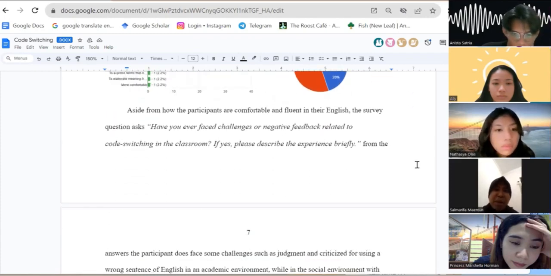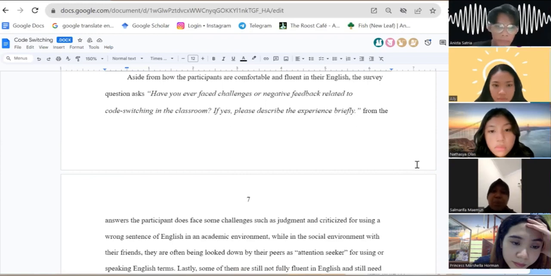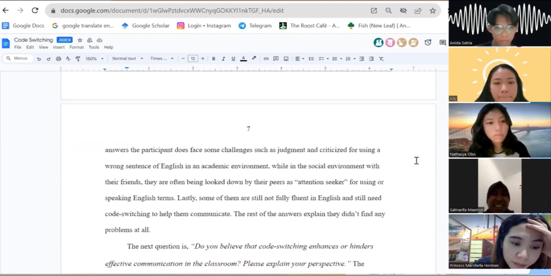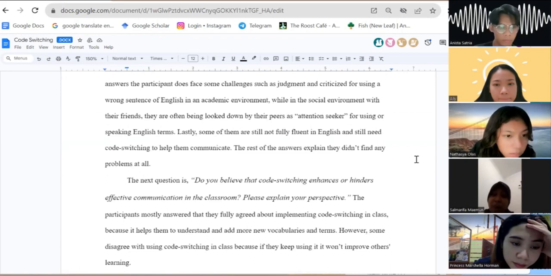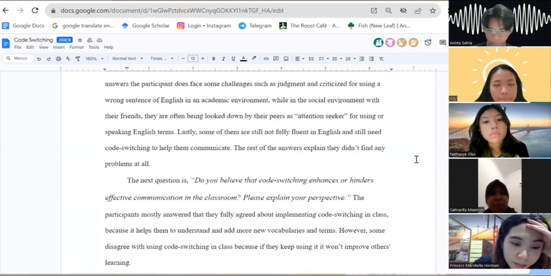Now, next, aside from how comfortable and fluent participants are in English, the survey question we provided was: have you ever faced challenges or negative feedback related to code switching in the classroom? The participants answered that they do face some challenges, such as being judged and criticized for using a slightly wrong sentence in English in the academic environment. While in social environments, like with their friends, they often get teased and looked down on by their peers as attention seekers and for using English terms.